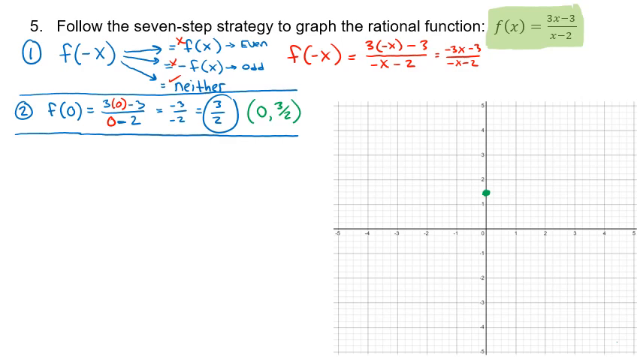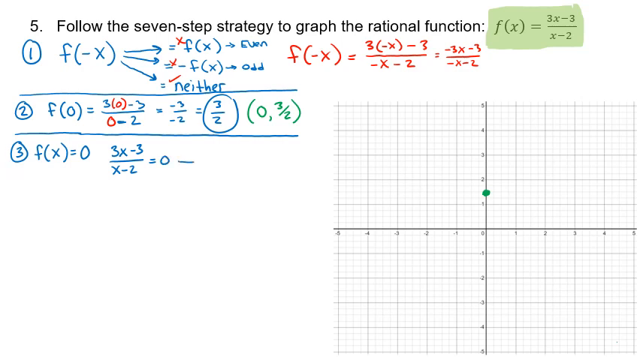Okay, now let's move on to the x-intercept. For any function, not just rational, we solve the equation f of x is equal to 0. Right, for the y-intercept, you plug in 0 for x. For the x-intercept, you plug in 0 for y. So we're solving the equation 3x minus 3 over x minus 2 is equal to 0.